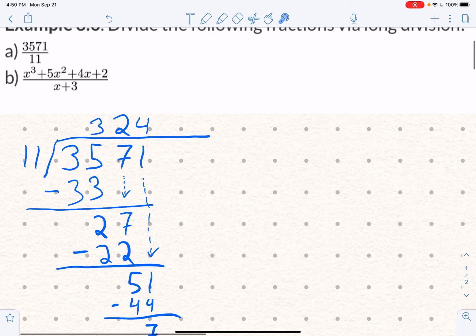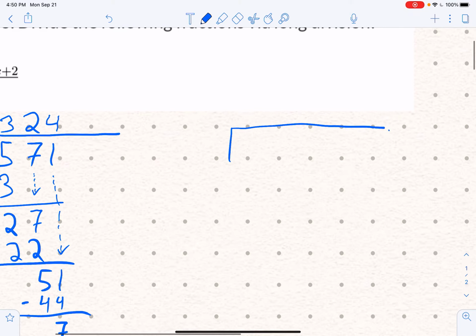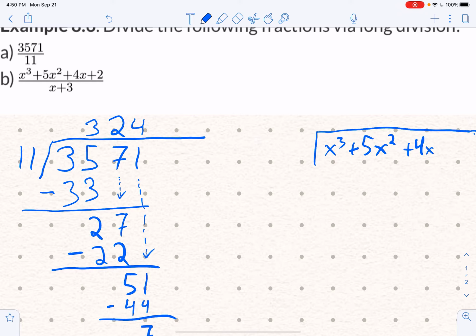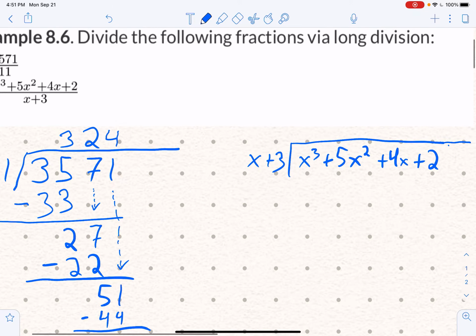So, once again, we set up our division sign here. I'll make that a little longer. Here we go. And the number on top, the dividend, goes inside. So that's our x cubed plus 5x squared plus 4x plus 2. And we're dividing by the polynomial on the bottom, x plus 3. So this is x plus 3 into x cubed plus 5x squared plus 4x plus 2.